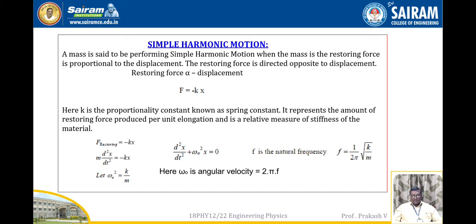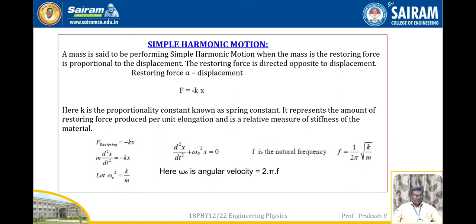The force constant represents the amount of restoring force produced per unit elongation and is a relative measure of the stiffness of the material. So again we can write the restoring force F is equal to minus k into x, and according to Newton's law the force can be written as mass into acceleration. So m into d square x by dt square is equal to minus kx. If we divide this equation throughout by m, we arrive at one more equation.